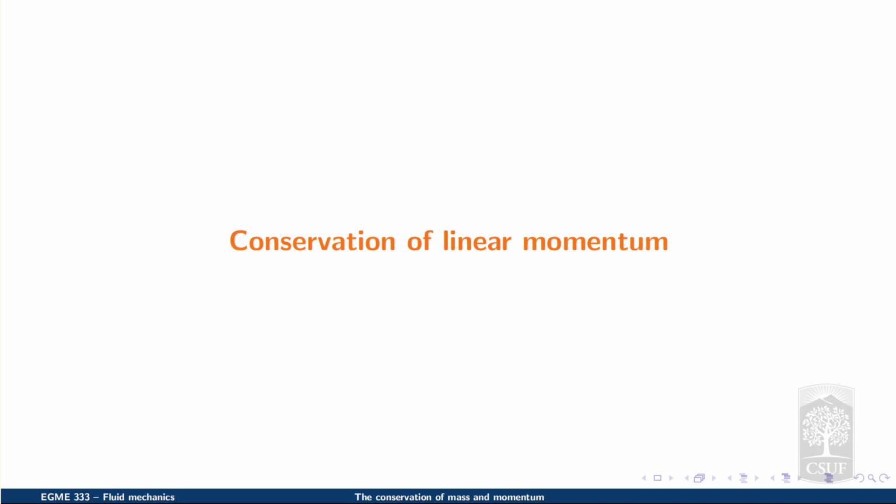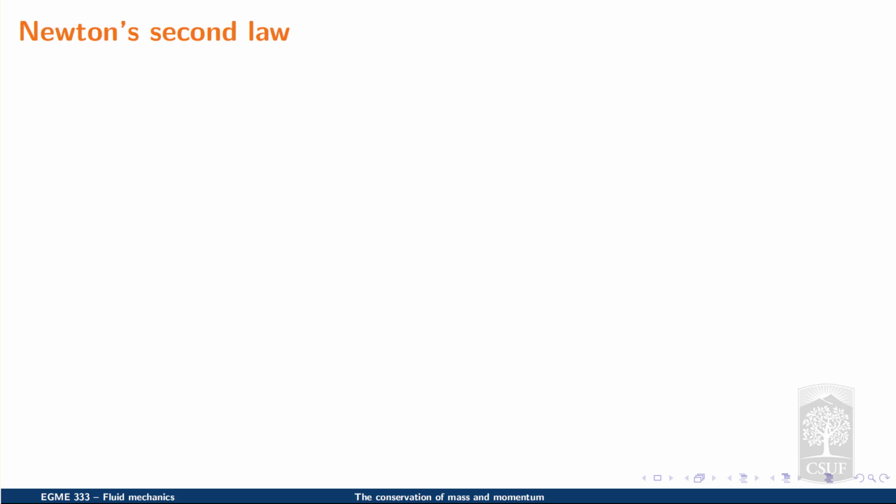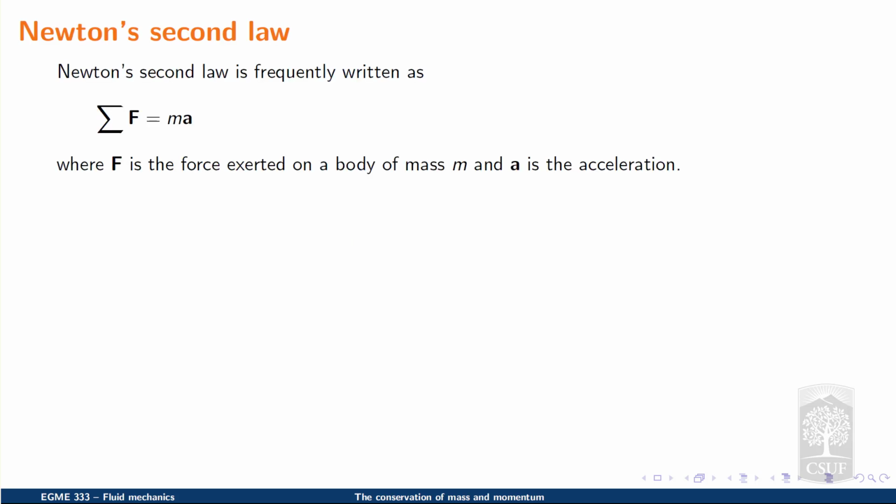Next, let's shift our focus over to the conservation of linear momentum. When we consider Newton's second law, it is frequently written as the sum of all forces is equal to the mass times the acceleration, where F is the net exerted force on the body of mass m, and bold A is the acceleration of the body.